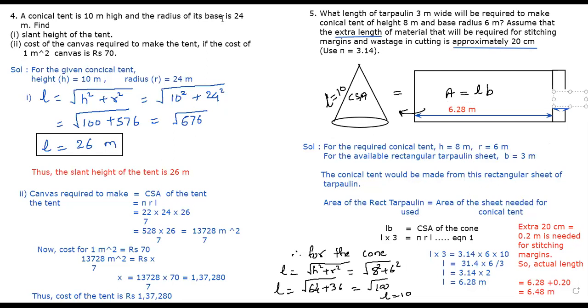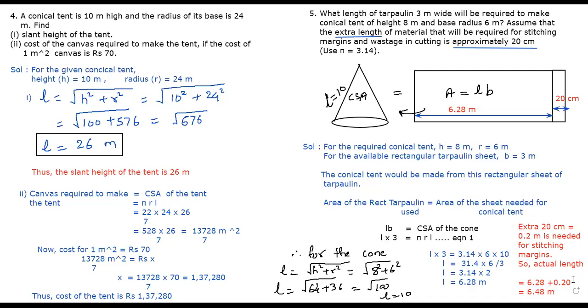That was 0.2 meters for stitching. 6.28 meters plus 20 centimeters. That is 6.48 meters. Yes or no, children? Yes, sir. Good. Right. So we first need the slant height. Using slant height, we found out the CSA, and that CSA is equal to length into breadth. So divide by the breadth to get the length, and extra 20 centimeters. So add the length. Yes or no?